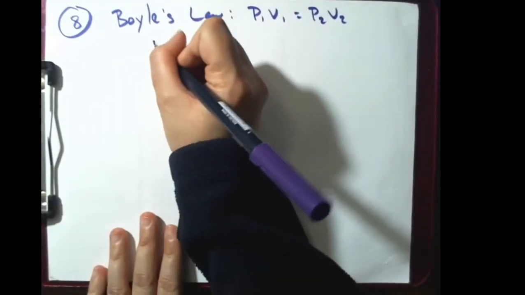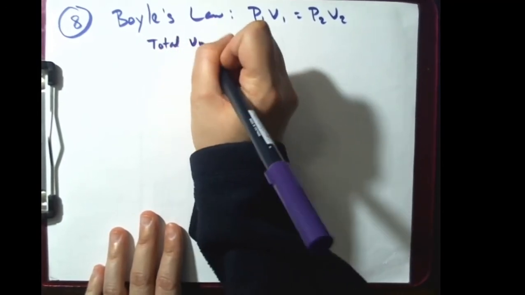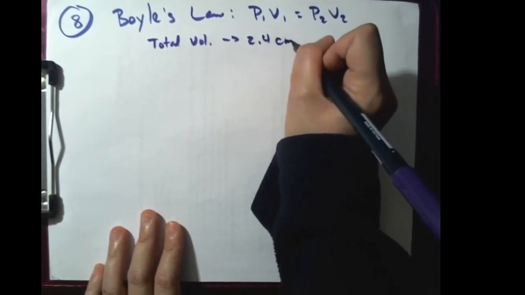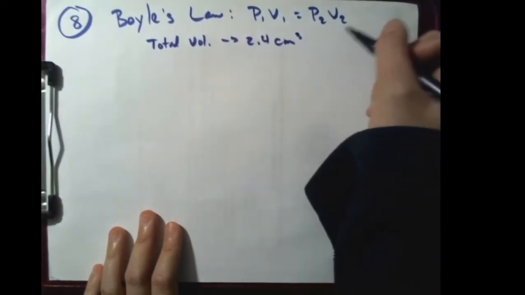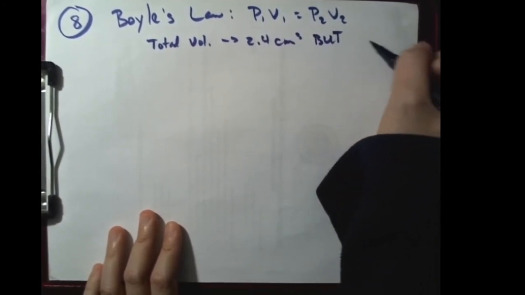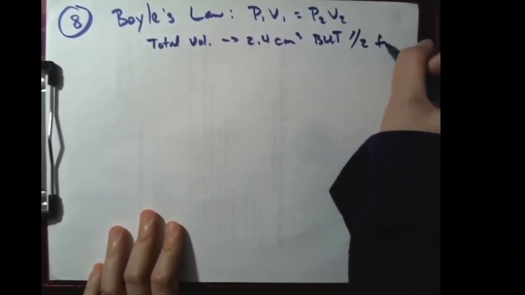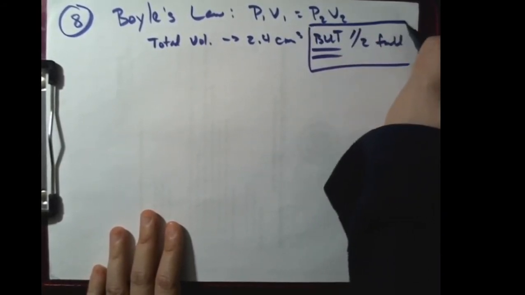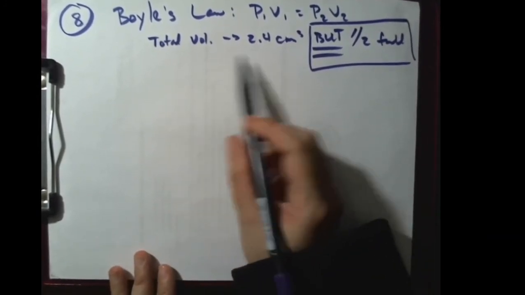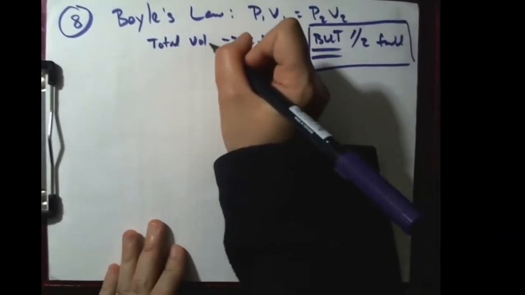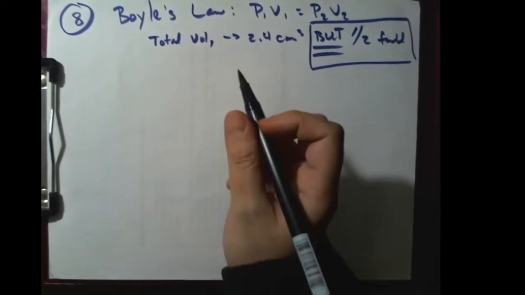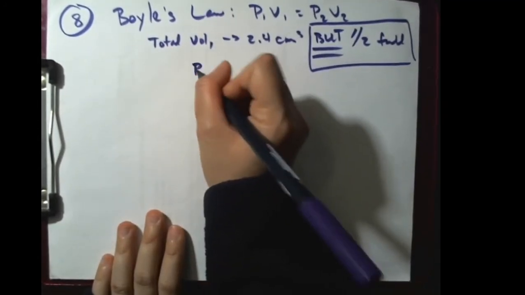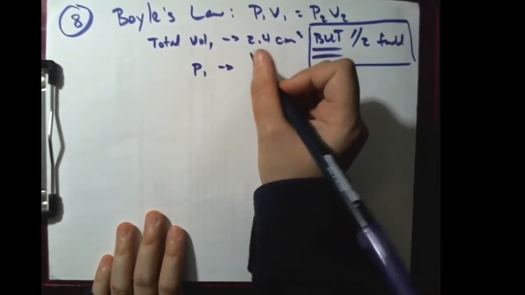So the fountain pen has a total volume of 2.4 centimeters cubed, but it's half full. Let's make a note of that. Half full. Okay, that's just a side note. Let's remember that. Let's box that up. It's half full. But right now we know that the total volume is 2.4. So that's your volume 1. And the initial pressure, so our P1, is going to be 780 millimeters of mercury.